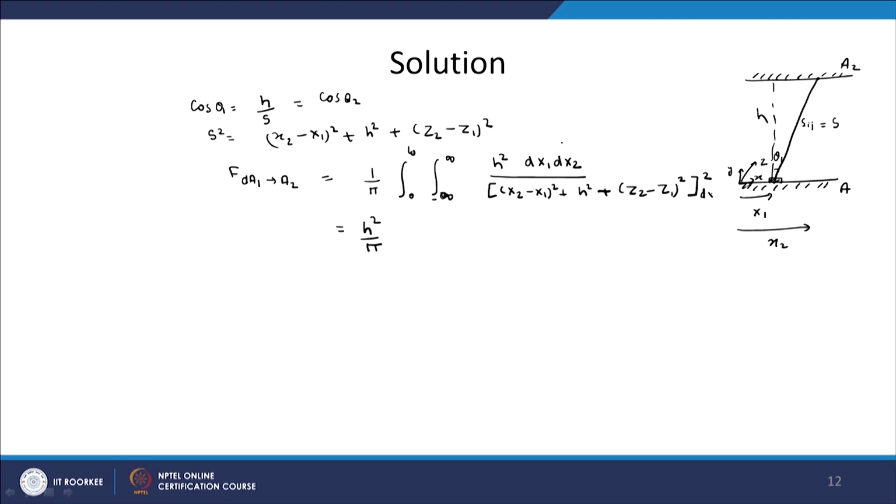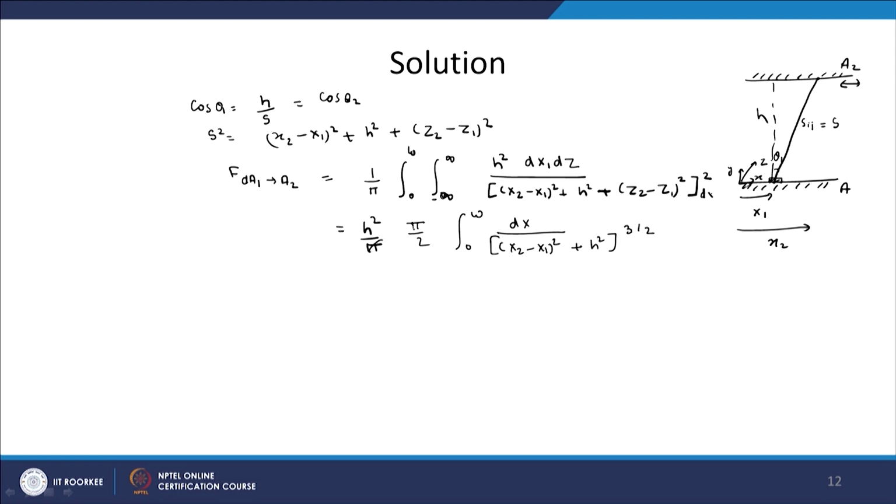dx1 is basically in the x direction, and dx2 we can just replace with dz, otherwise it will confuse you. So, we will just write dz here. We first integrate with respect to z and then we will integrate with respect to x. So, this will give you pi by 2, integral 0 to w, dx upon (x2 minus x1) square plus h square, power 3 by 2.